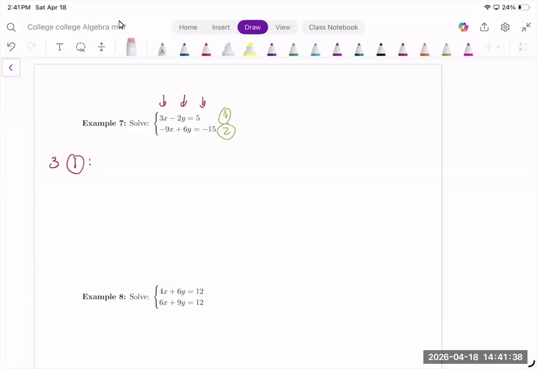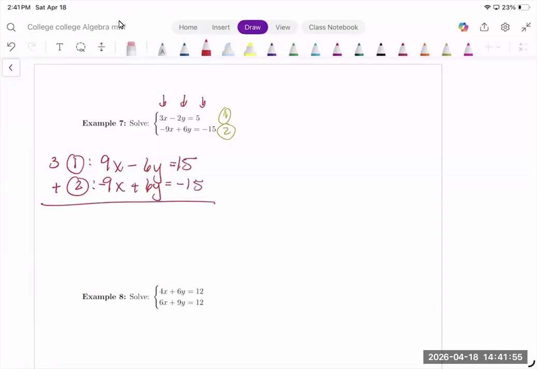All right, so I'm running a 3 through equation 1. So this is 9x minus 6y equals 5. I'm going to add it to just plain old equation 2, which is 9x plus 6y equals negative 15. Oops. And when we add down, what happens? Yeah, everything zeroes out. But that's okay, because does 0 equal 0? Yeah, that's true. So what this tells me is that this is a dependent system.